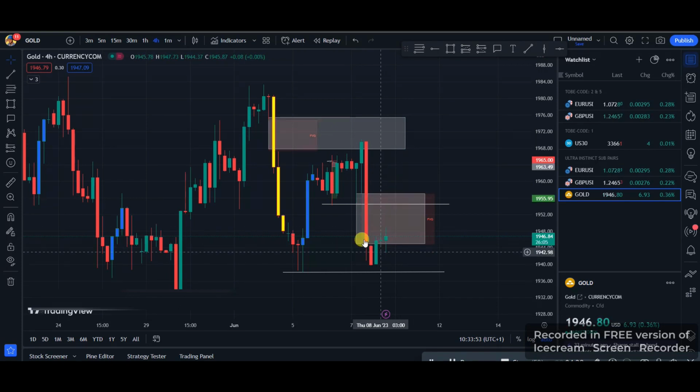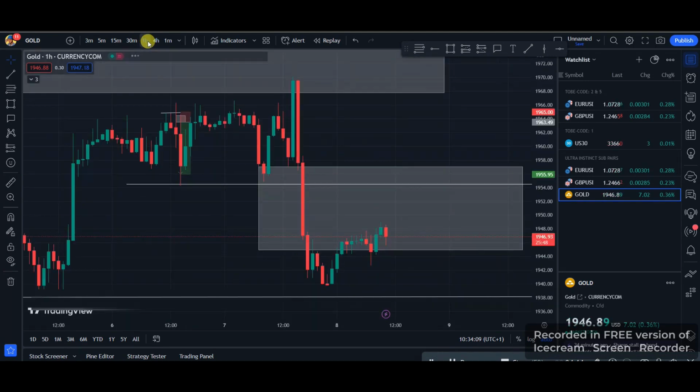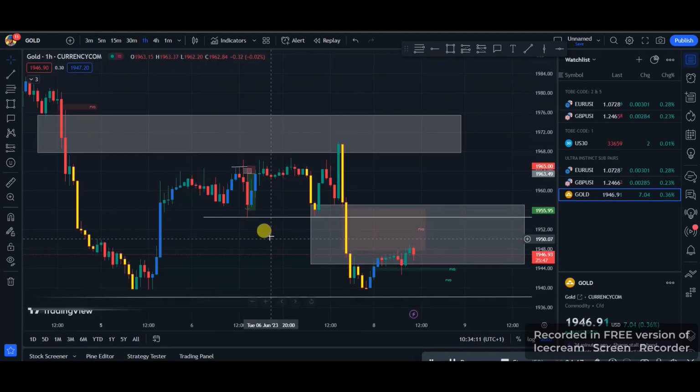This FVG came back, broke this structure, a change in character, and I'm looking for price to also break this structure. With this short retracement, price is most definitely, based on my experience, going to go back down and break this structure. So that was the 4-hour time frame analysis. I went down to the 1-hour time frame.